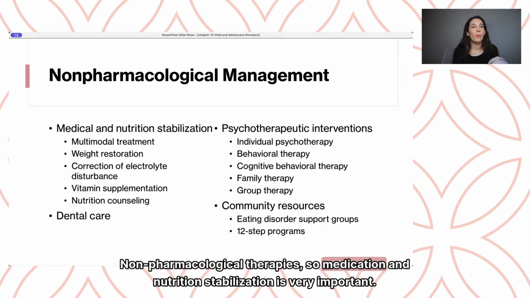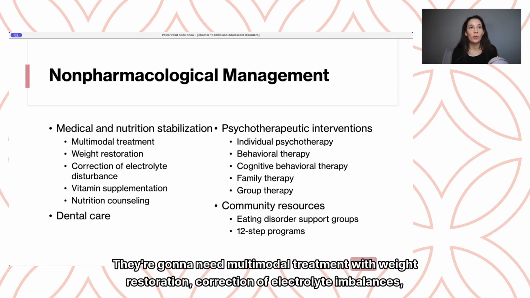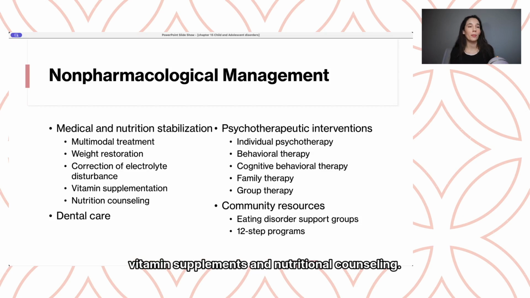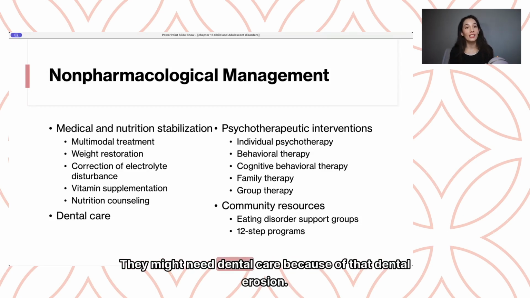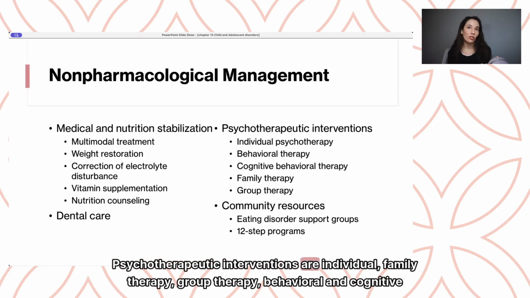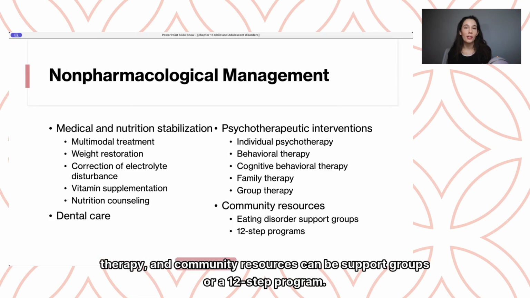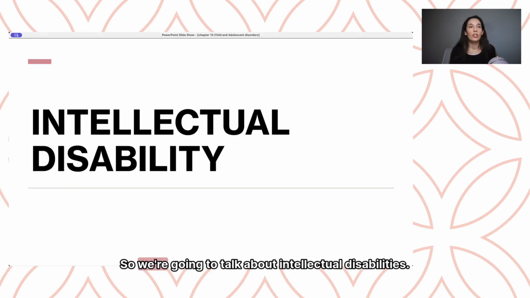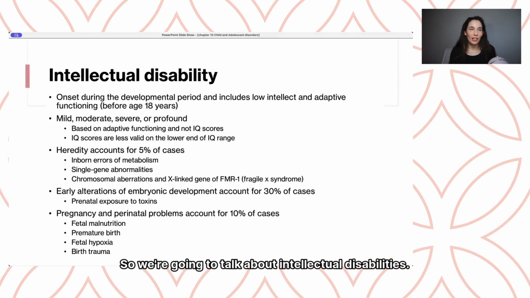Non-pharmacological therapies, so medication and nutrition stabilization is very important. They're going to need multimodal treatment with weight restoration, correction of electrolyte imbalances, vitamin supplements, and nutritional counseling. They might need dental care because of that dental erosion. Psychotherapeutic interventions are individual, family therapy, group therapy, behavioral and cognitive therapy, and community resources can be support groups or a 12-step program. So we're going to talk about intellectual disabilities.